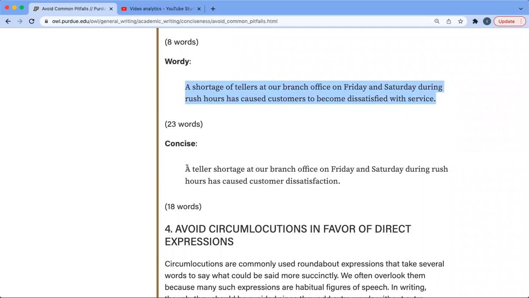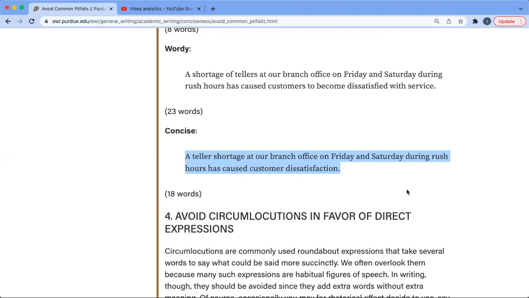A shortage of tellers at our branch office on Friday and Saturday during rush hours has caused customers to become dissatisfied with the service. There are 23 words within this remark. You can just rewrite it in 18 words. This is a sample answer. Your answers may vary, but try. Comment in the comment box below for your practice.